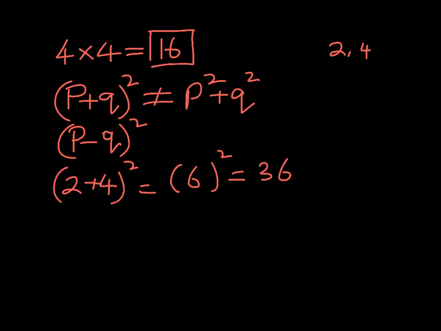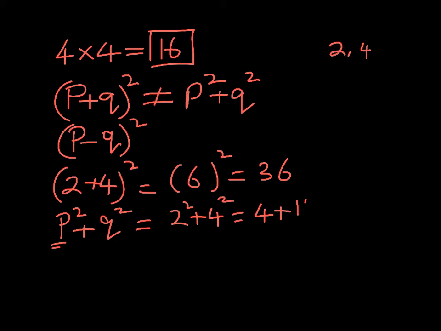Now what about P squared plus Q squared? We said P is 2, right? So that is 2 squared plus Q squared, that is 4 squared. So what is 2 squared? That is 4. What is 4 squared? That is 16. When you add it up together, it is 20. Therefore, we see that 36 is not equal to 20. So that's one of the ways by which we know the difference.